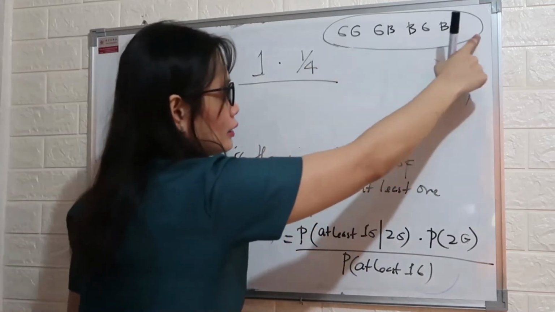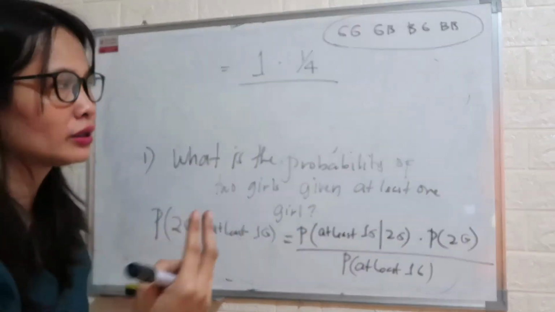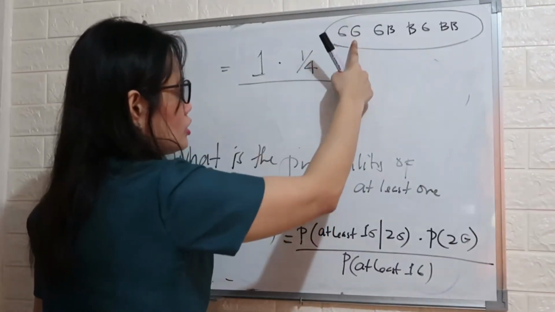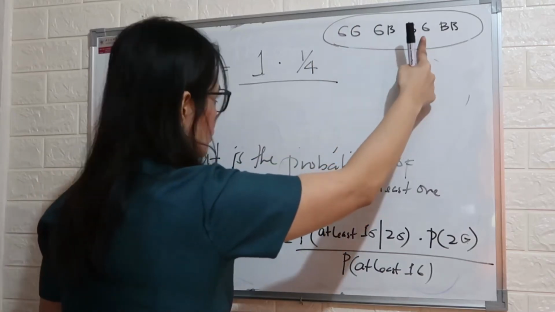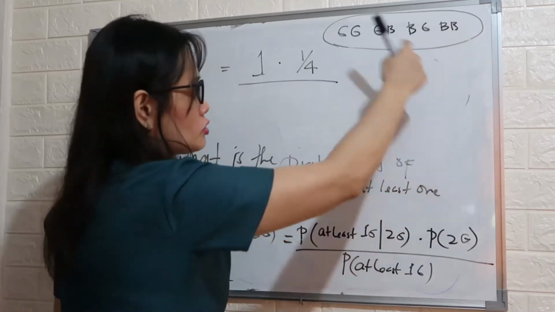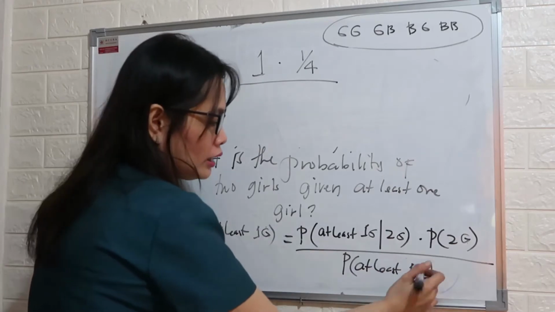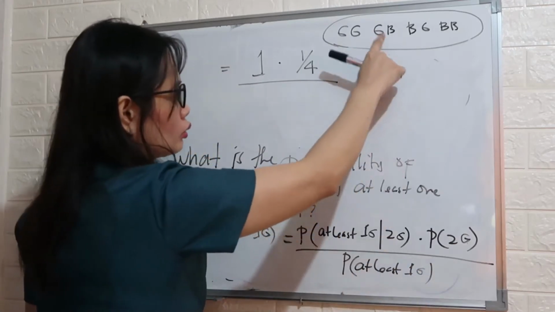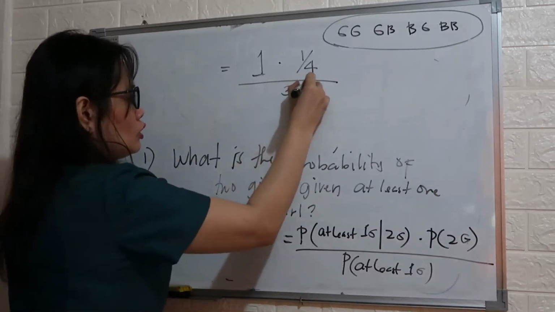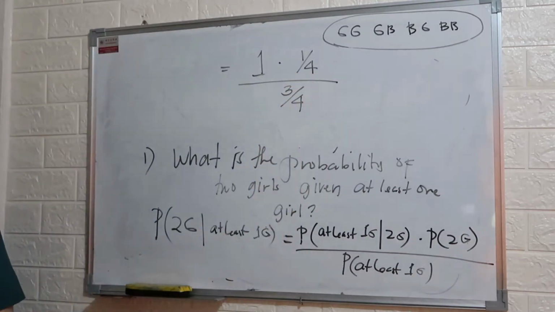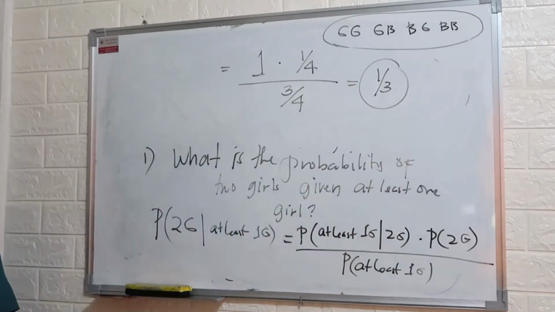So these are the outcomes: the first child is a girl, the second child is a girl; the first is a girl and the second is a boy; the first is a boy and then a girl; and both are boys. What is the probability of getting at least one girl? We have 1, 2, 3. So there are 3 out of 4 outcomes. Therefore, the answer is 1/3.